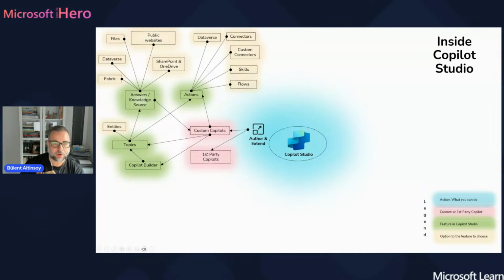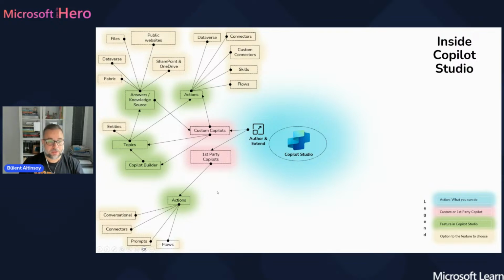But now let's talk about your first party copilot. So what you can do there. You don't have the same kind of options as you just had with custom copilots, but you have so-called actions. And these actions really depend on which first party copilot you're using. If you're using, for example, Copilot for Microsoft 365, then you have these options: you have flows, you have prompts, you have connectors, and you have something which you call conversational, which is nothing else than a topic. So you're building more or less your own topic there.